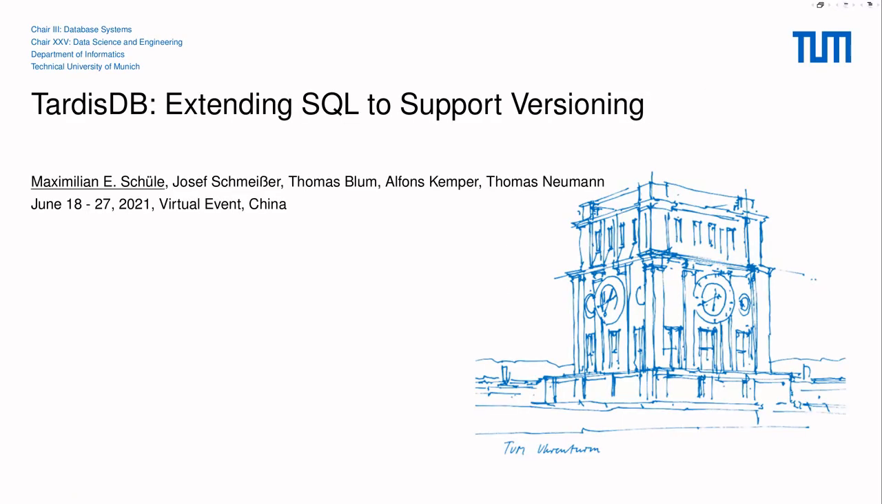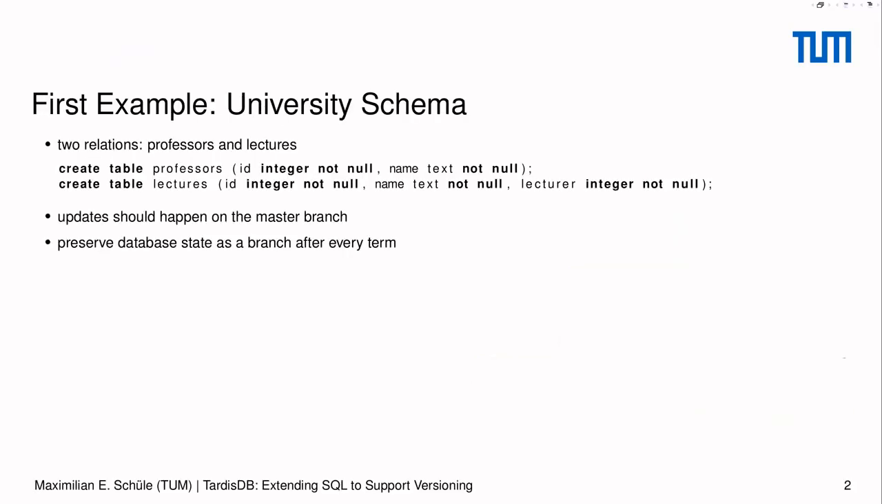I want to show you two examples of how versioning within database systems works. One example uses a university schema. Another one is based on Wikipedia data. In the first example, we create one relation for lectures and one for professors that need an update every term. So we want to update the tuples on the master branch. Before each update, we want to preserve the state at the end of a semester as a separate branch.